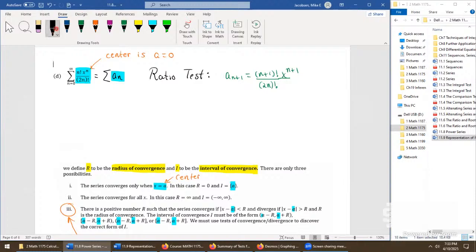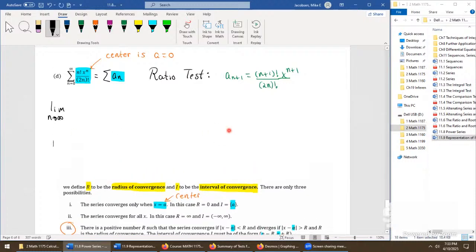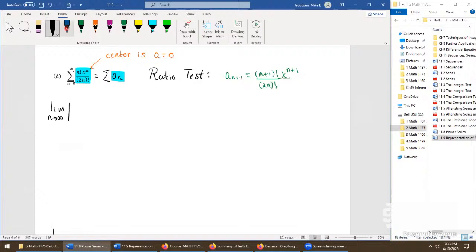Then just take all that stuff and throw it together in the limit. This will be a limit as n goes to infinity of a_(n+1) divided by a_n. Now, just another one of those limits, probably maybe the 12th time we've done the ratio test at this point. This becomes the limit as n goes off to infinity. Take just that entire structure right there.